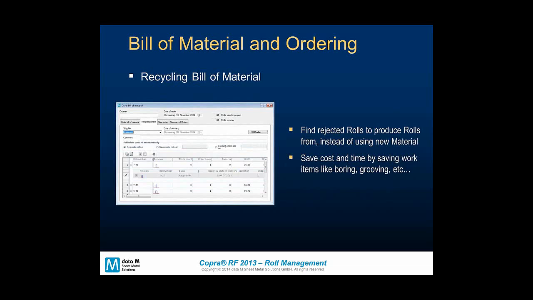What we're also able to do is identify rolls which have been or can be recycled for reuse. And in doing so, we can generate a recycling bill of materials. So if you have a set of rolls or a sequence of rolls from various projects which we're no longer able to use, we can find these as a rejected roll source, and we can use them to produce new rolls. And essentially, in this case, we don't need to order new material for that.